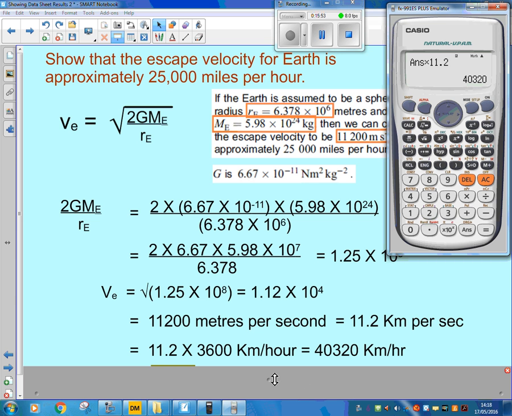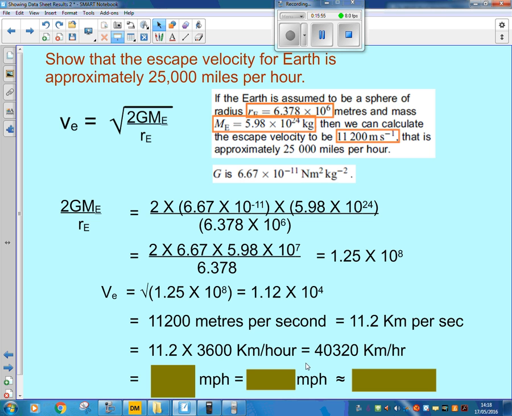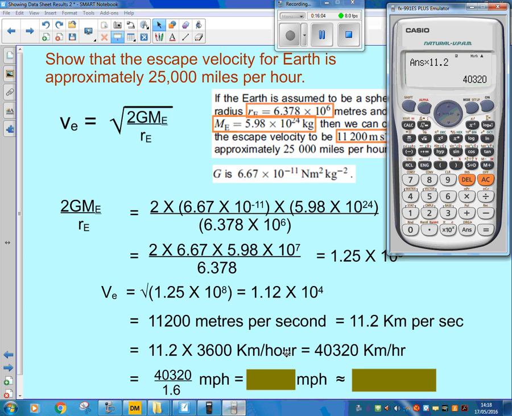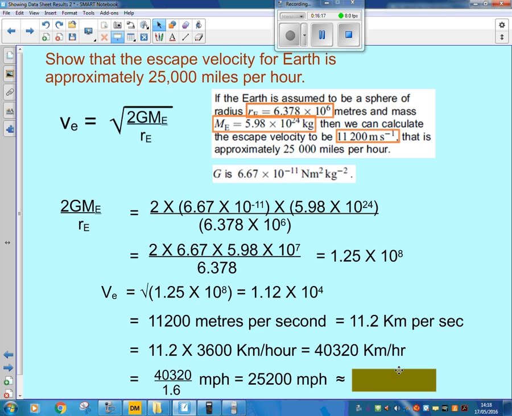And then finally, into miles per hour. Well, 1 mile is 1.6 kilometers. So to turn it into miles per hour, I divide it by 1.6. This is an approximate value, but we only want approximately miles per hour. So divide it by 1.6, and it comes to 25,200. So it is about 25,000 miles per hour. Okay. Next one.